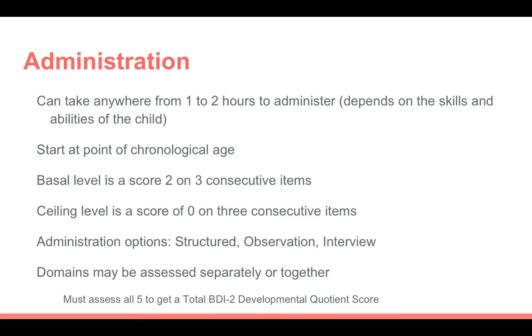For administration of the test, the starting point is based on the child's chronological age, and it's important to never begin with an item higher in difficulty than the starting point for the child. For all subdomains, the basal level is reached when the child scores 2 on 3 consecutive items, and the ceiling level is reached when the child scores 0 on 3 consecutive items. For the structured procedure, the examiner obtains information in a controlled setting and incorporates materials or stimuli to elicit a response from the child.